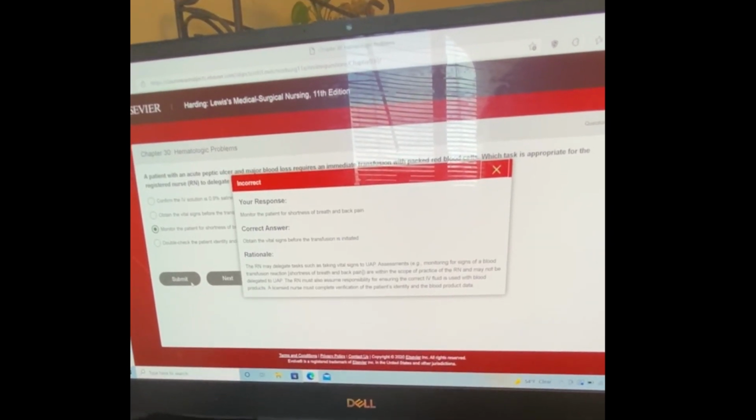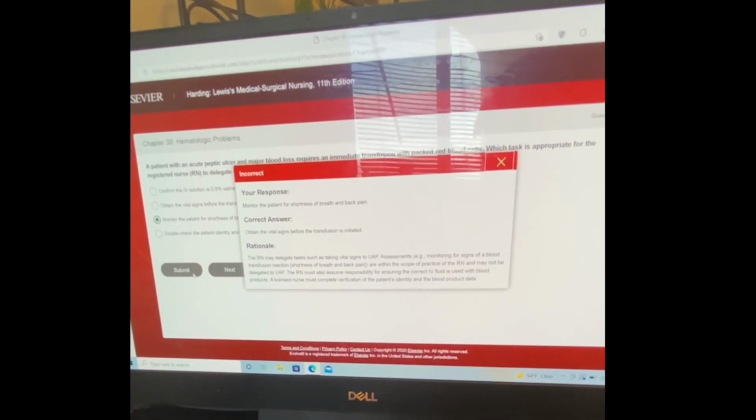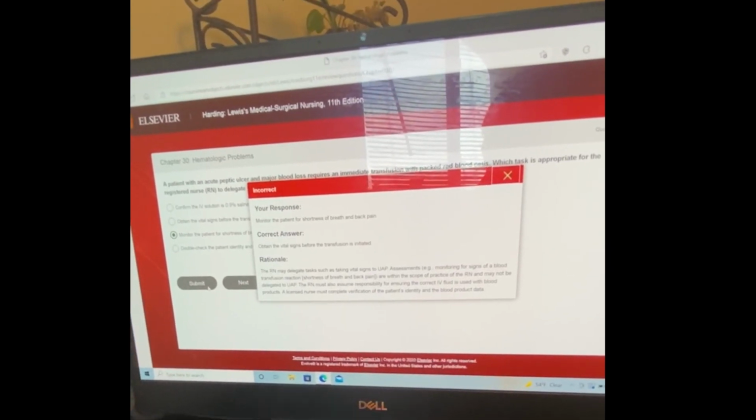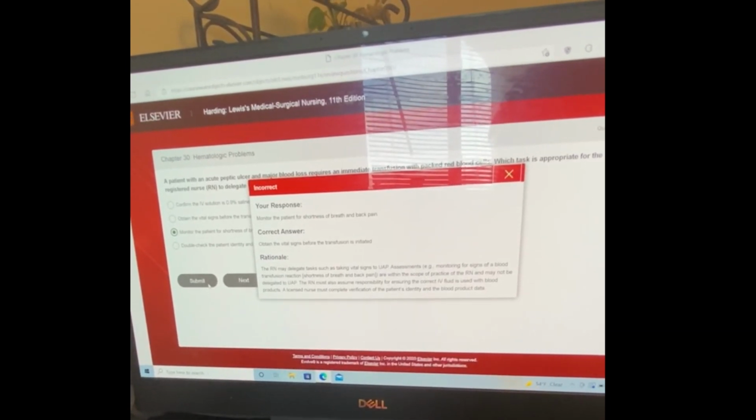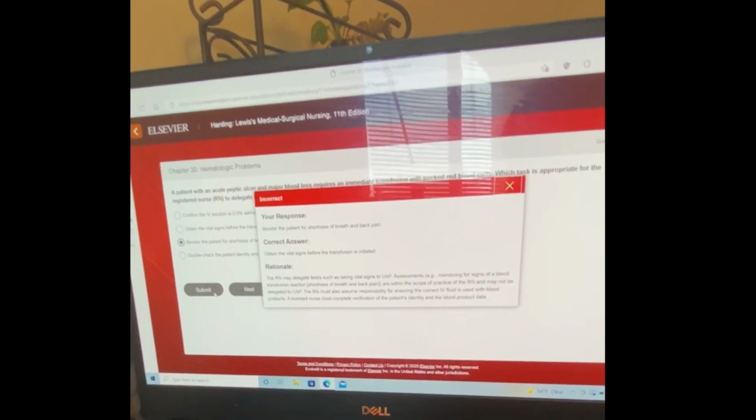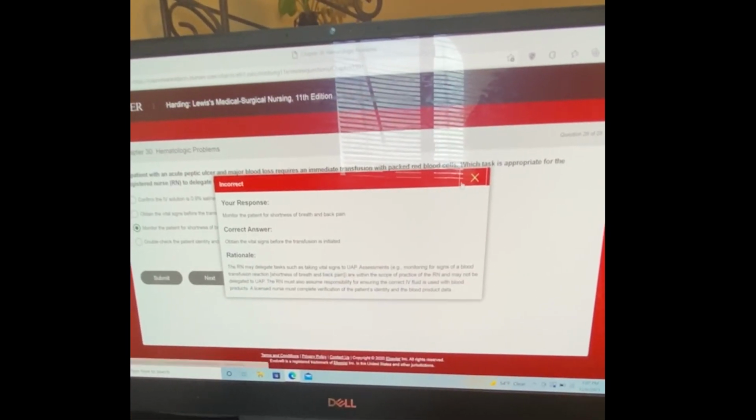So is this patient unable to verbally? You don't know. You can't read too much into it. It could be any type of patient. You don't know. All right. So only nurses can assess. You can never delegate assessment. That makes sense.